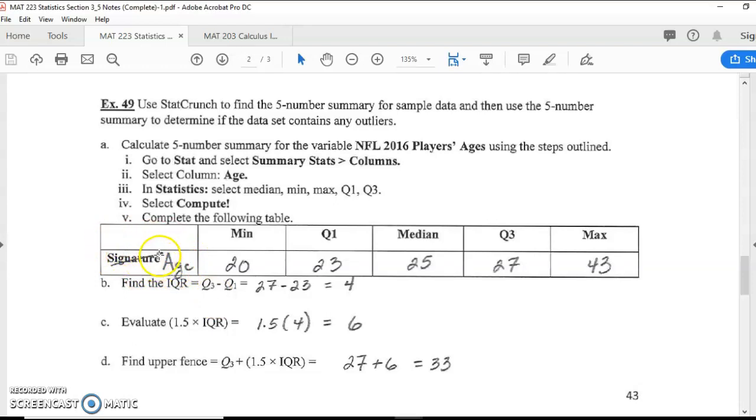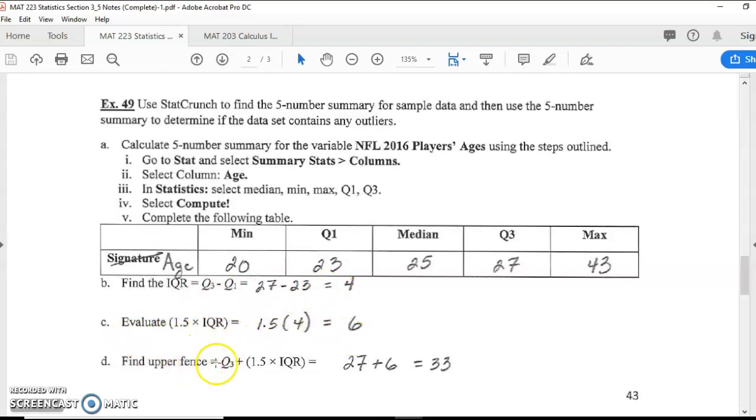Okay, so first thing I need to do is find the lower fence and the upper fence to see if there's any outliers. So first of all, find IQR, which is Q3 minus Q1. Very easy here. 27 minus 23 is 4. Then 1.5 times IQR, 1.5 times 4 is 6.